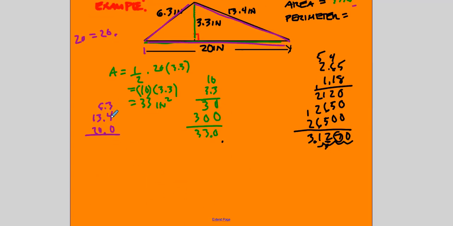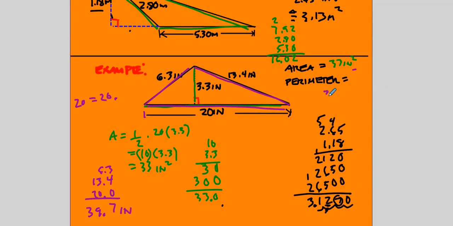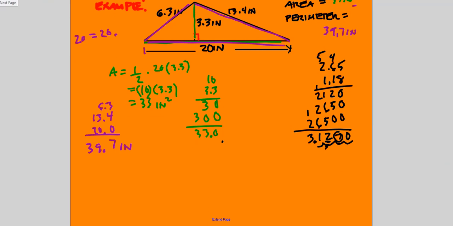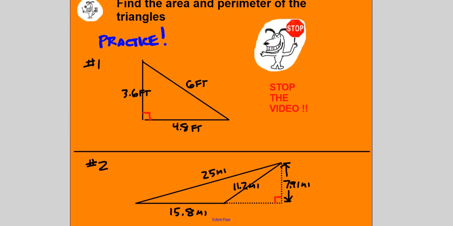So now 3 is 4 and 0 is 7. Bring down your decimal point. 6, 3, and 0 is 9. 1 and 2 is 3. So that's 39.7 inches is the perimeter. Okay, so those are two examples for you. Now I want you to do these two practice questions.